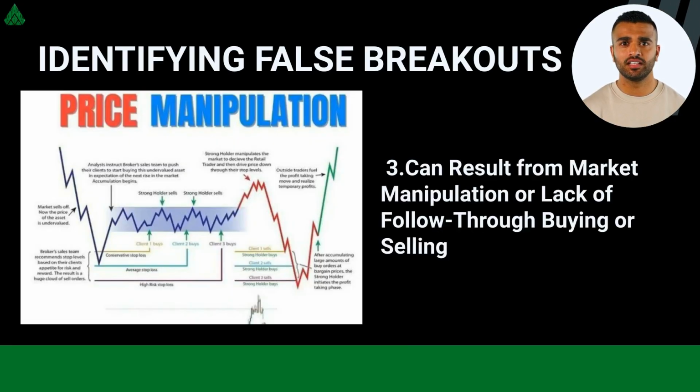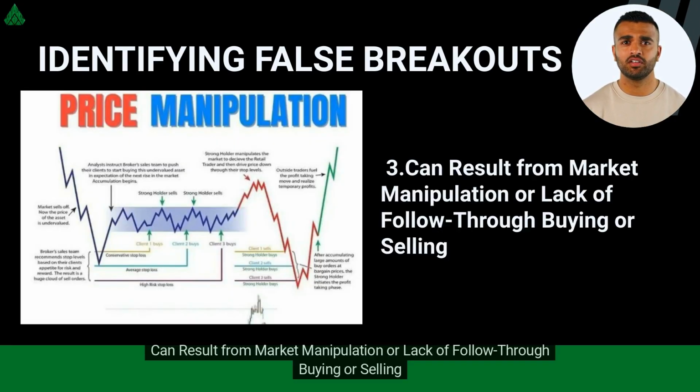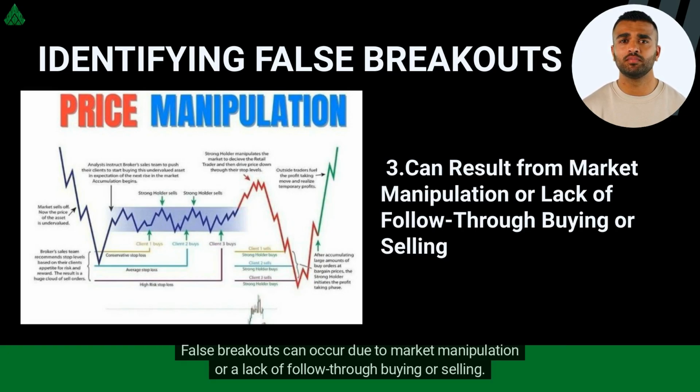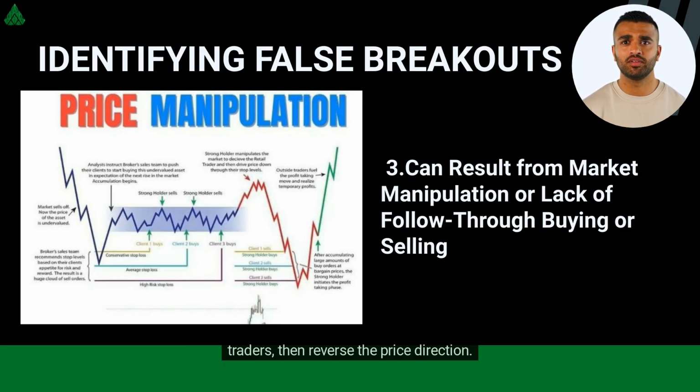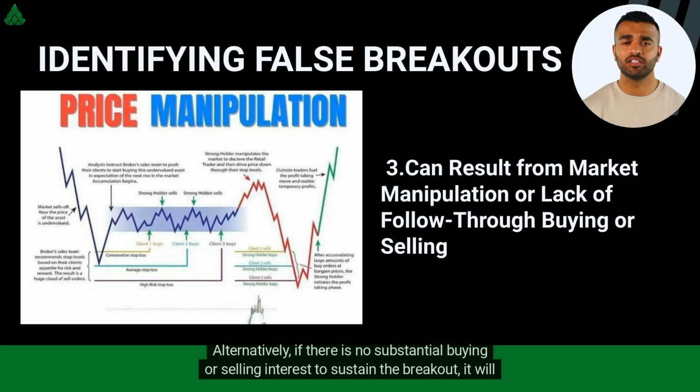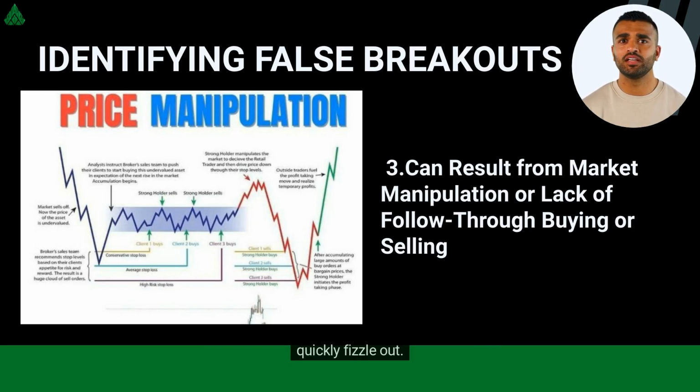False breakouts can occur due to market manipulation or lack of follow-through buying or selling. Large traders might intentionally push prices past key levels to trigger stop-loss orders from other traders, then reverse the price direction. Alternatively, if there is no substantial buying or selling interest to sustain the breakout, it will quickly fizzle out.